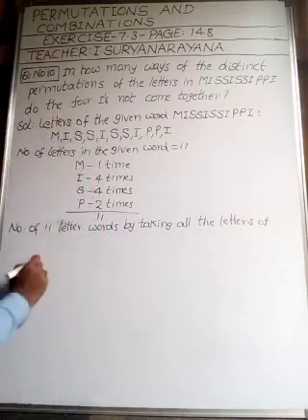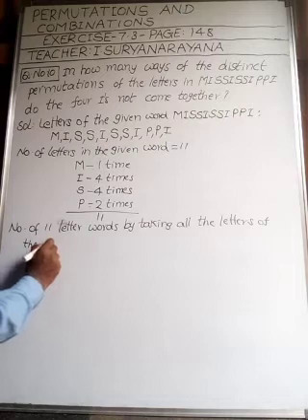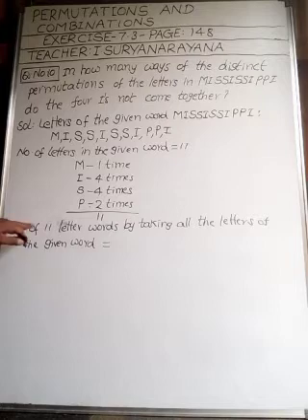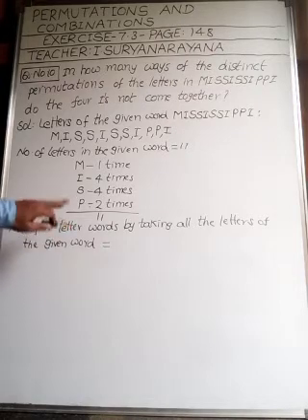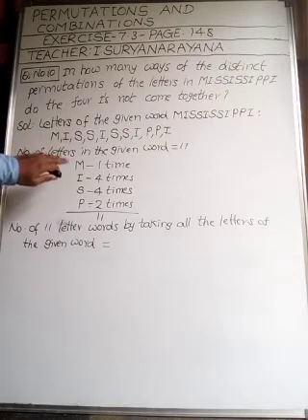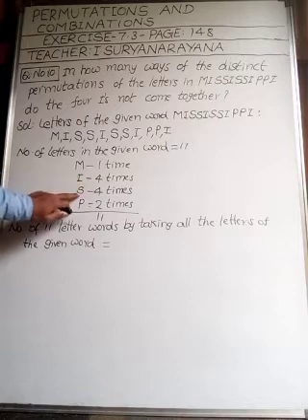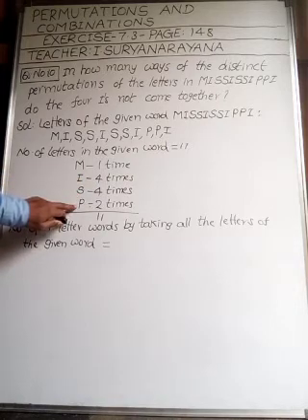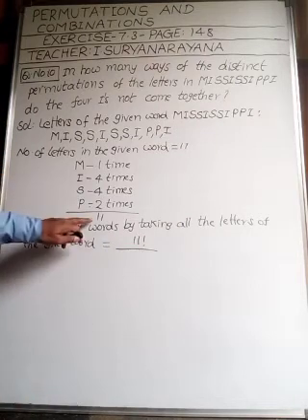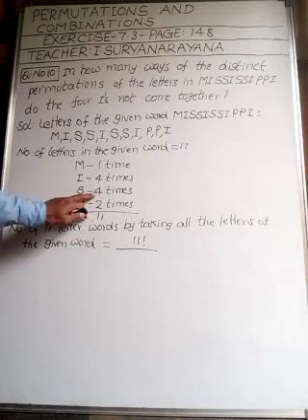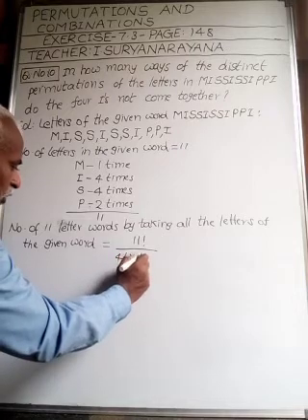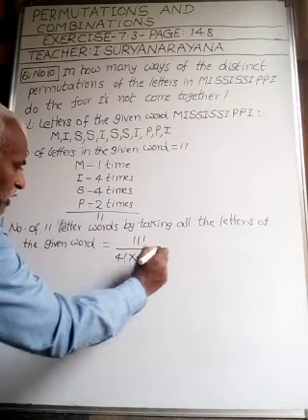By taking all the letters of the given word, how do you find the number of permutations in which n objects are there? Out of these n objects, p letters are alike, q letters are alike, and r letters are alike. Then the total is 11 factorial by 4 factorial into 4 factorial into 2 factorial.